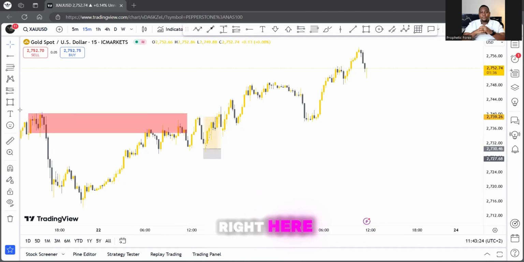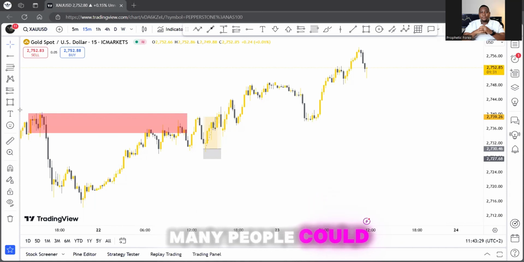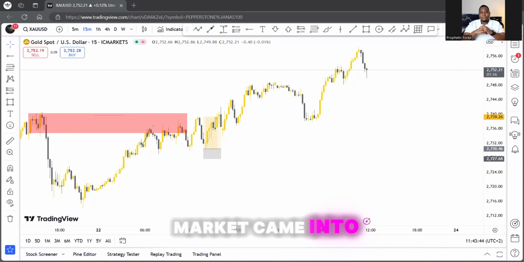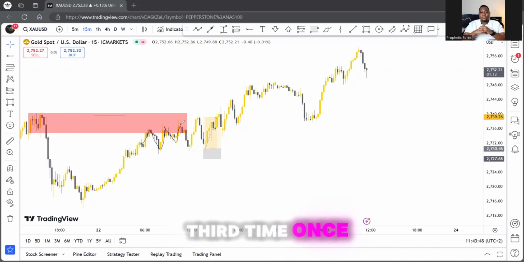This was the zone right here that many people could have maybe thought they will trade from. Many people could have thought they will trade from this. I'm just trying to pick a pen over here. There we go. And as you can see, the market came into this once, twice, and a third time.